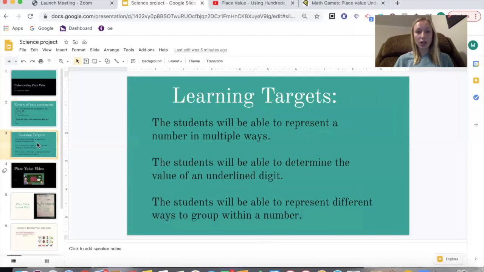Our learning targets for today's lesson are: the students will be able to represent a number in multiple ways. The students will be able to determine the value of an underlined digit. And lastly, the students will be able to represent different ways to group within a number. If y'all remember that past assessment that I keep referring back to, all of these learning targets cover all of the different questions that were on that. That's what we're going to dig into deeper today.